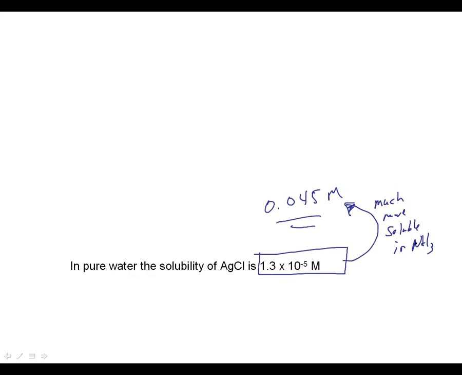In fact, if you had some silver chloride in a test tube or something like that, and you added some solid silver chloride and you added some ammonia to it, you would actually see the silver chloride disappear, because the attraction of the silver ions to the ammonia versus the chloride is much, much stronger because of that KF value.